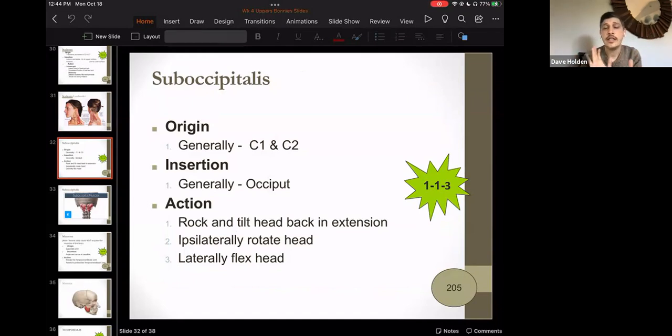So generally, for each independent muscle, we are not worried about where its origin or insertion is. You're talking about 8 muscles all fitting into a space like this big. So we'll just say they start on C1 and C2, they insert on the occiput. So this tells you a clue as to where they are, right? C1, C2 to the occiput. You're really looking at a very small area for these muscles. Together, they kind of rock and tilt the head back into extension. They assist with ipsilateral rotation, and they assist with lateral flexion.